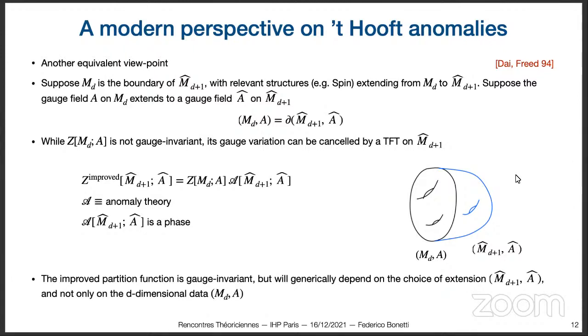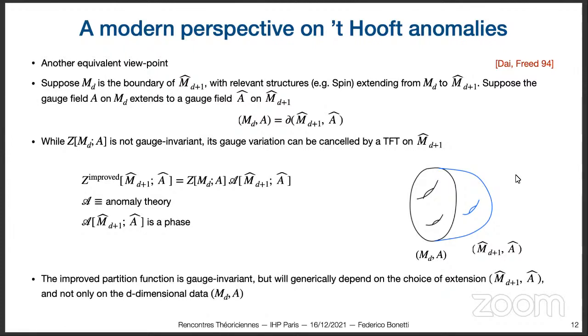So essentially, our problem is that we have our physical space-time, but the partition function is not gauge invariant. What we can do in suitable circumstances is extend our space-time and consider it to be the boundary of a space in one dimension higher. And there are some technical conditions that have to be satisfied. For instance, if we have a spin structure, that should extend, and our background field A should also extend to what I'm calling A hat.